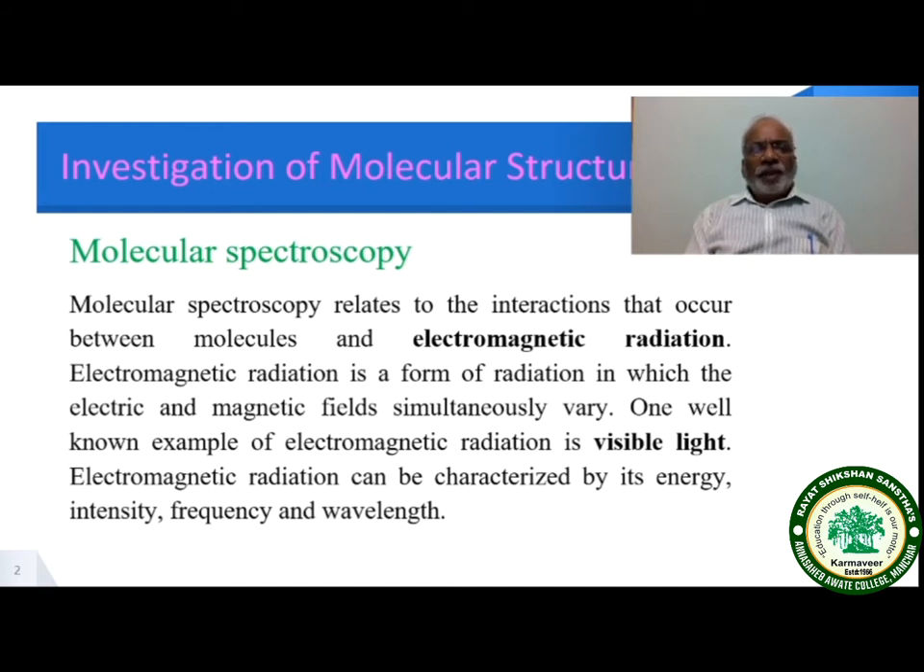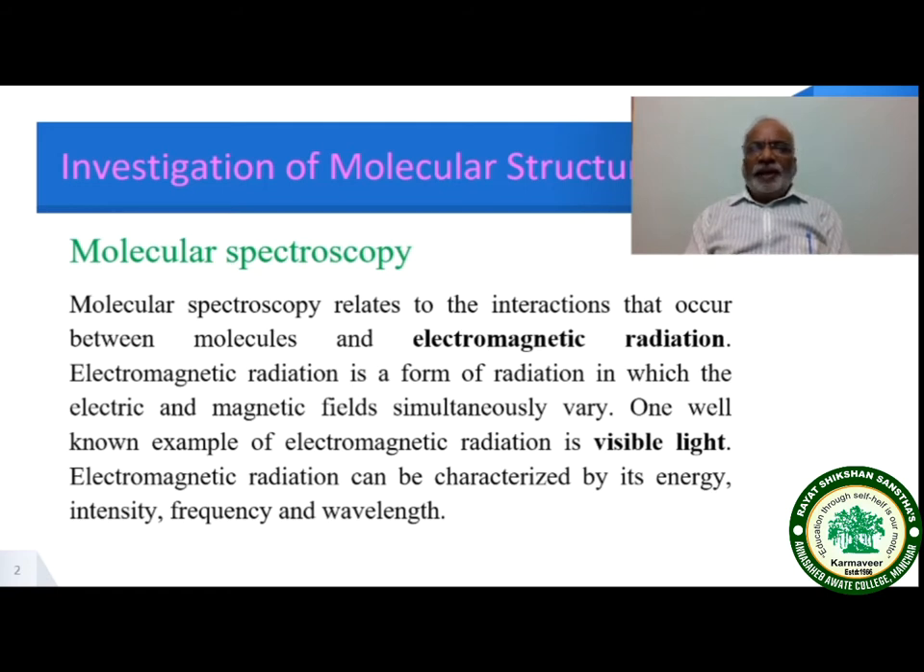You know, the sun is a very good source of electromagnetic radiations. This electromagnetic radiation is a very broad spectrum, out of which we are considering only three zones or regions, namely the ultraviolet and visible region, the microwave or rotational region, and the infrared or vibrational region.